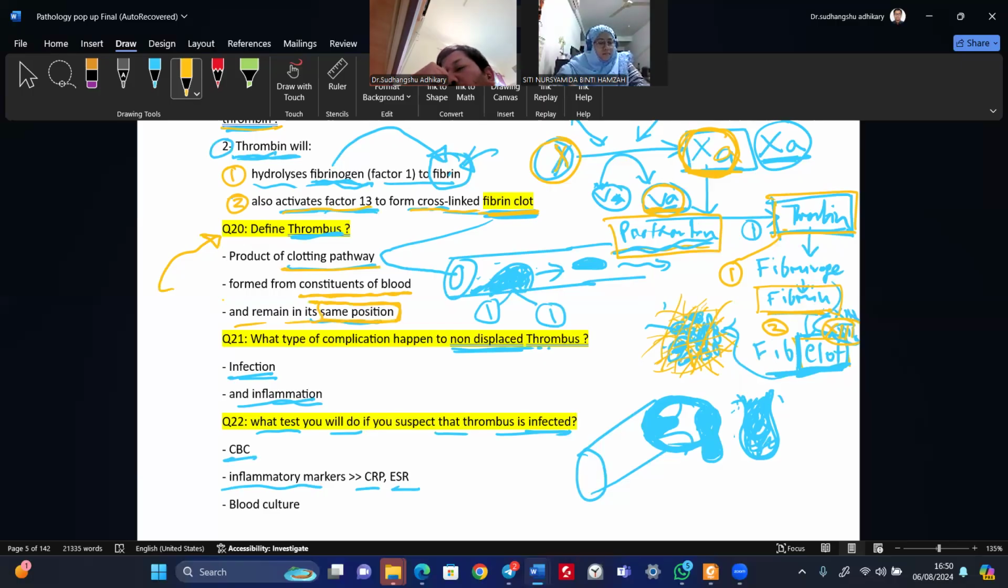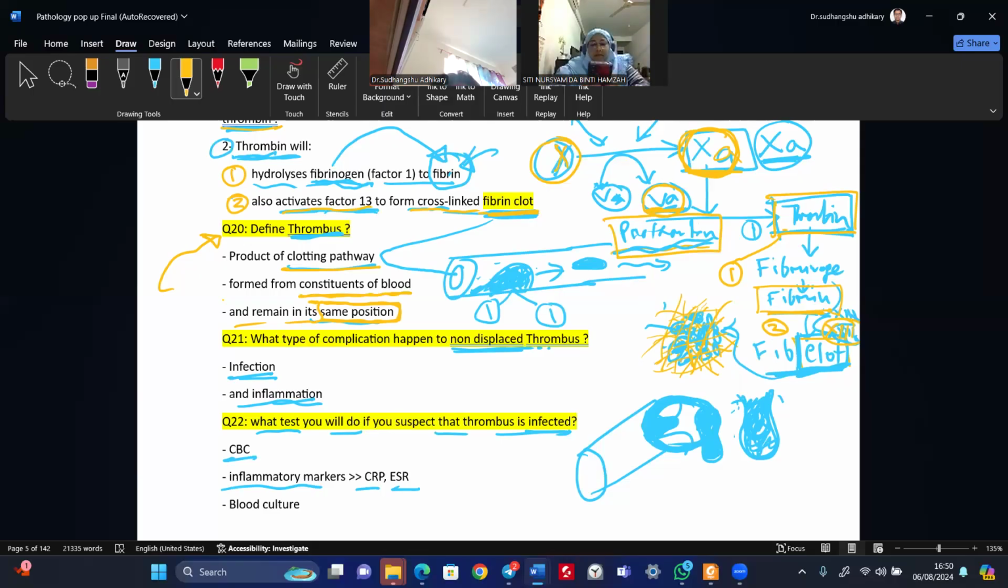Mhm. You are checking difference between. If you get nice Yeah, picture I'm like the checking. previous one, that was the nice picture. Preload and afterload. Like that, if you get good. So thrombus is the product of clotting pathway which formed by the constituents of the blood and it remains in the same position.